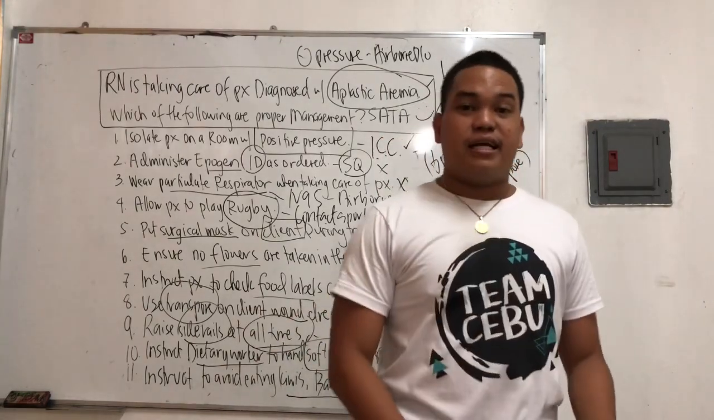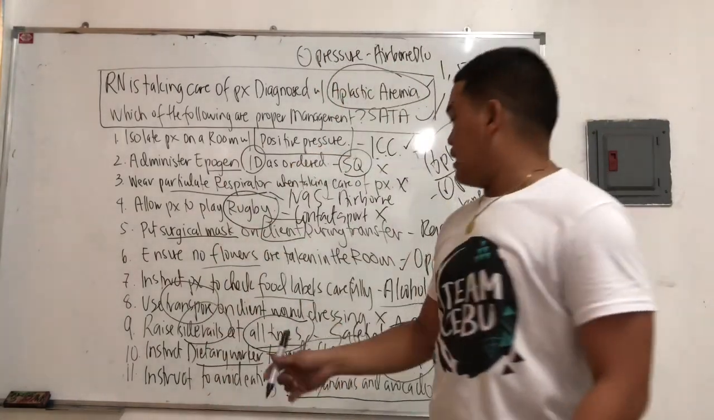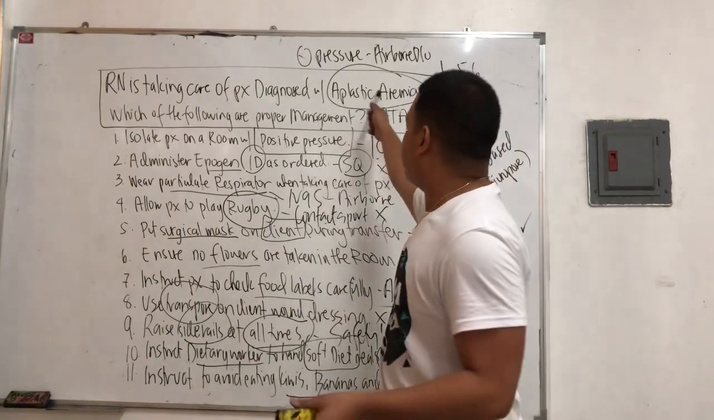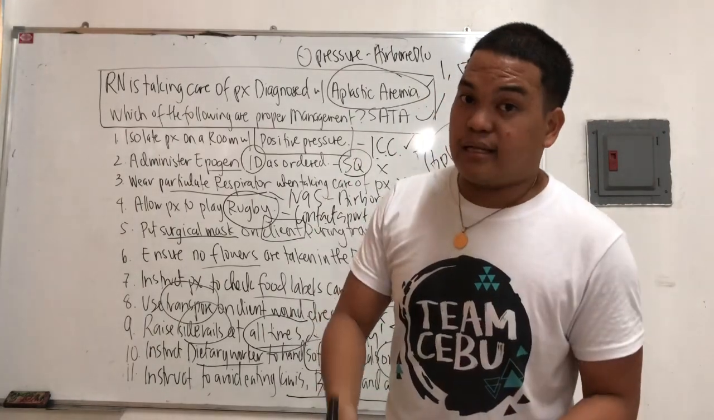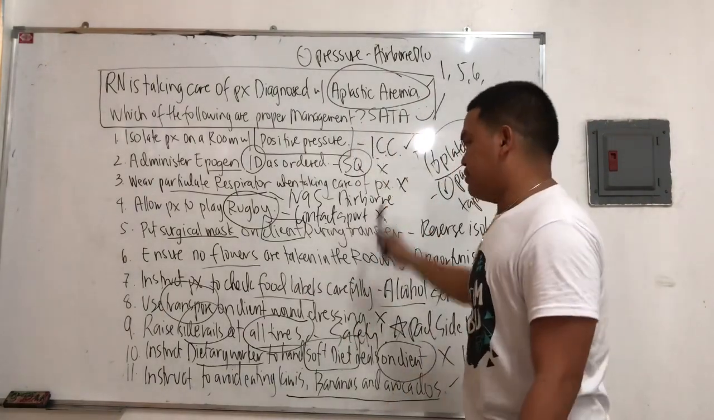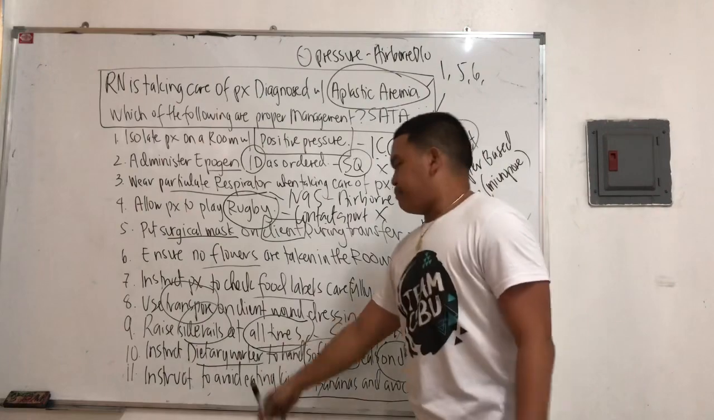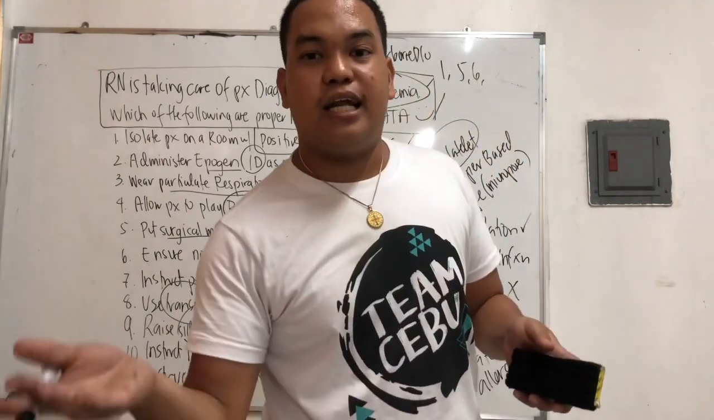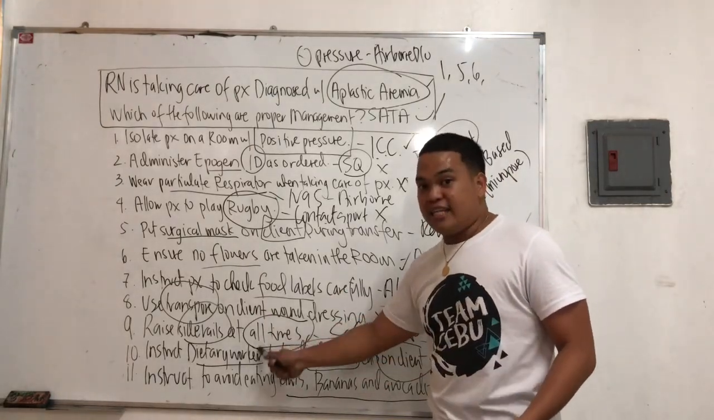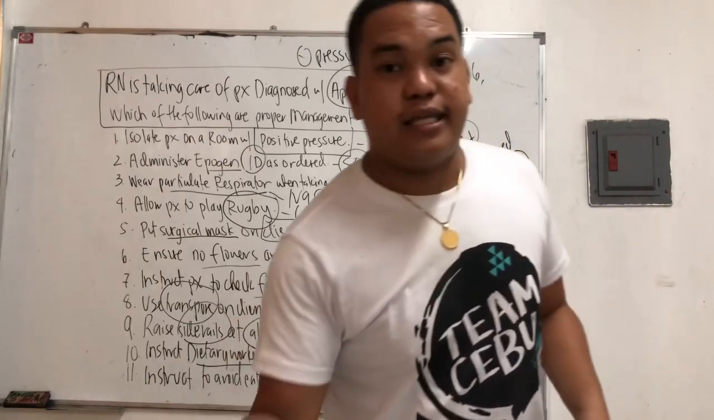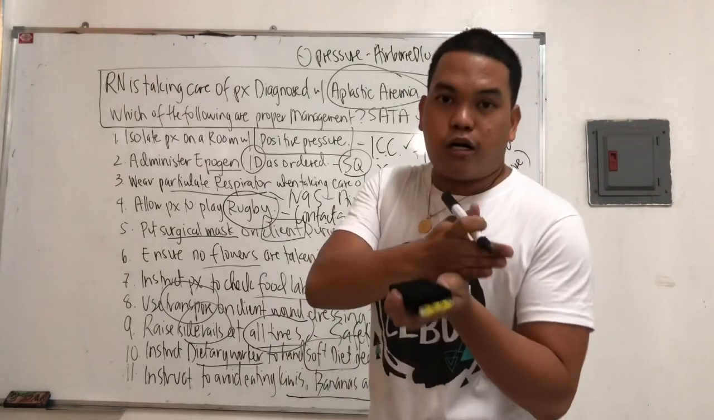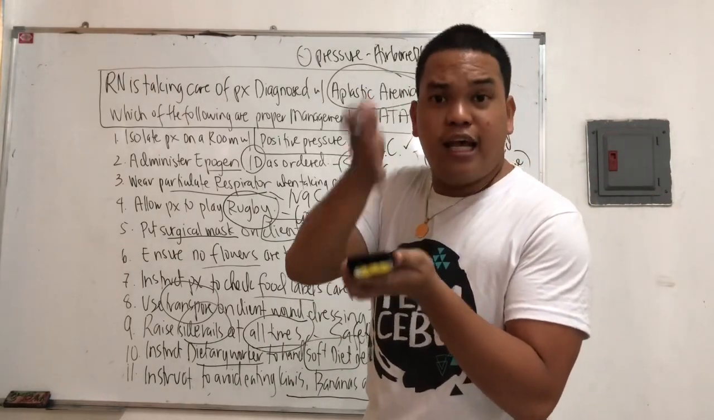Number 9, raise side rails. Side rails are for safety, most likely, and "at all times" is an absolute phrase. Side rails should not be raised for patients with aplastic anemia, but rather pad side rails, to prevent the possibility of bleeding because of decreased platelet levels. Number 9 is wrong. Number 10, instruct dietary worker to hand the meal tray to the client, is wrong. Why? The focus of the question is not the soft diet, but the dietary worker handing the meal tray to the patient. That will increase the exposure of the patient to infection.